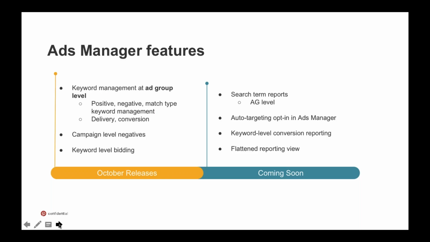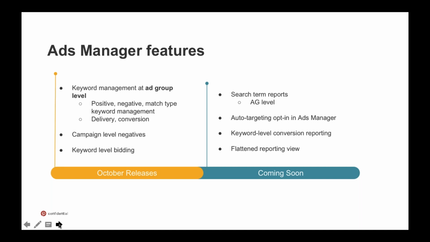To walk you through a little bit of what's available in Ads Manager, I'm going to first start with our timeline. So just this past month in October, we rolled out several new features that were previously unavailable that really help manage search specifically. So as we're bringing in more SEM features, obviously you want those controls in Ads Manager, so we have added in keyword level management at the ad group level. Positive keywords, negative keywords, all of that match type management, as well as keyword level reporting. We've also added in campaign level negatives and keyword level bidding.